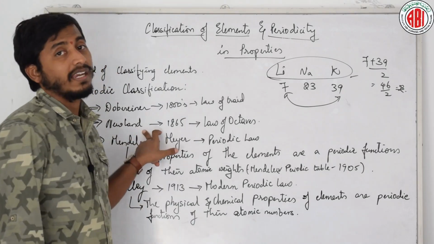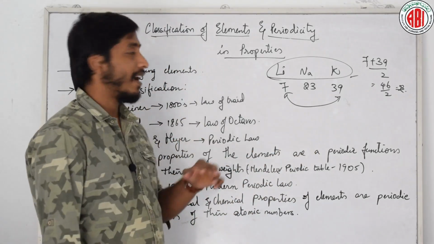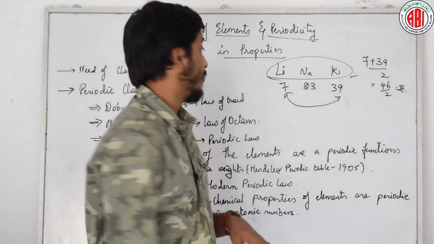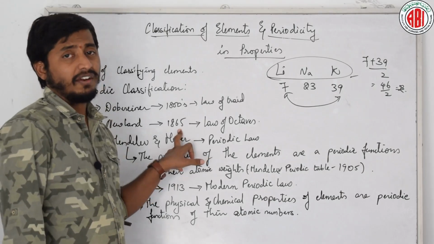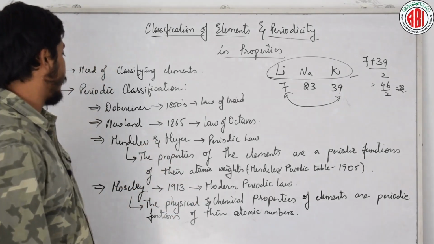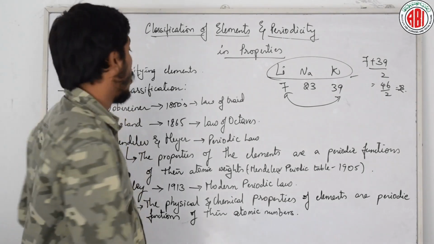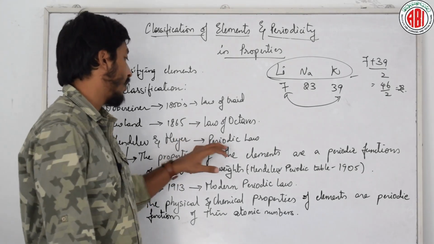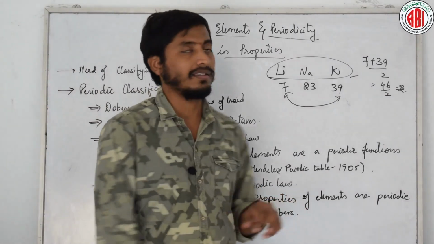And the next 2 more scientists, different experiments were done. Most people tell that Dobereiner was good, Newlands was good, but nothing much was shown by that time, because by 1865 only a few elements were discovered, some 60-odd elements. After that, Mendeleev and Meyer. Who were Mendeleev and Meyer? They were 2 scientists who were trying to define a periodic law. They defined the periodic law as: the properties of the elements are periodic functions of their atomic weights.